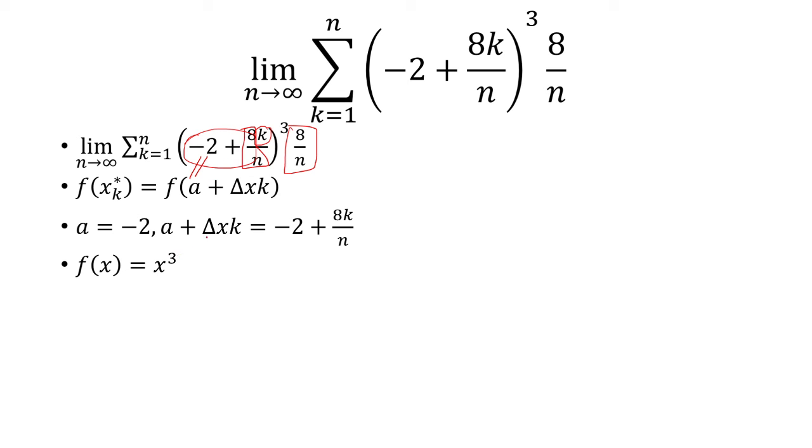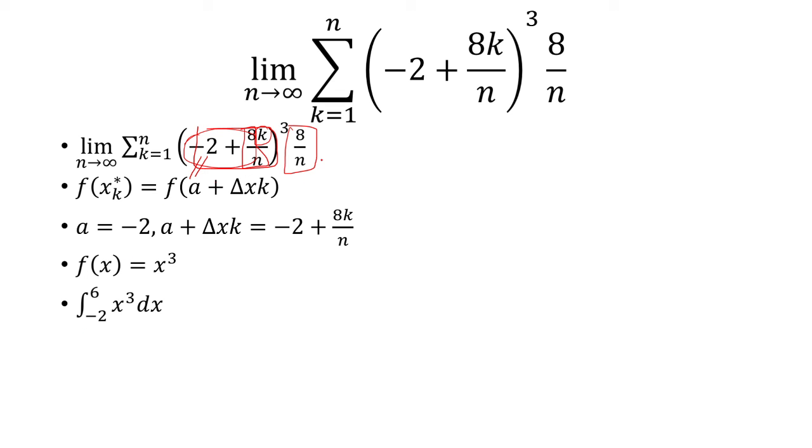Your function is going to be x cubed. So the way to think about it is whatever you plug in. So this is whatever you plugged in, right? A plus delta x k is this entire inside. Whatever you plugged in, you're going to cube it. So your function is x cubed. Okay, this starts at negative 2. So a is negative 2.